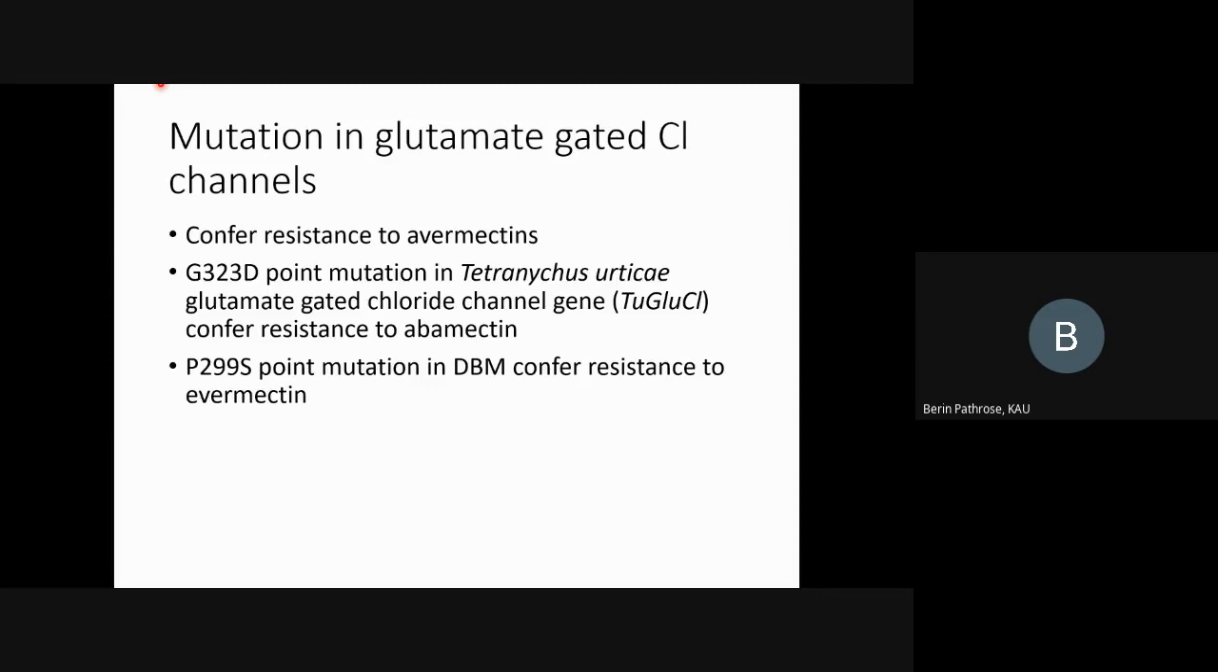So if the mutation happens from glycine to aspartic acid at the 323 position, the mite will become resistant to abamectin. And in diamondback moth, a mutation from proline to serine at the 299th position confers resistance to ivermectin. So that is mutations in glutamate gated chloride channels.